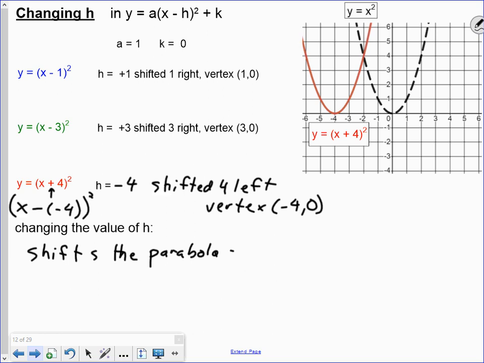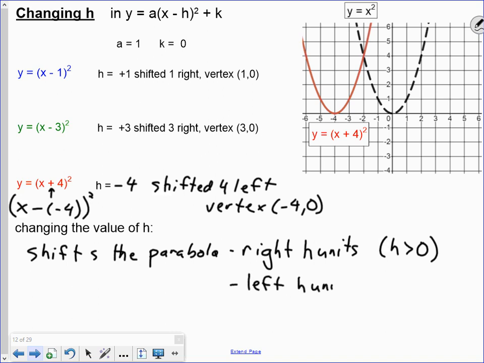We're going to the right h units if h is greater than 0. So if h is positive, we're going to the right. It shifts to the left h units if our value for h, sorry, not k, but h, is negative or less than 0.